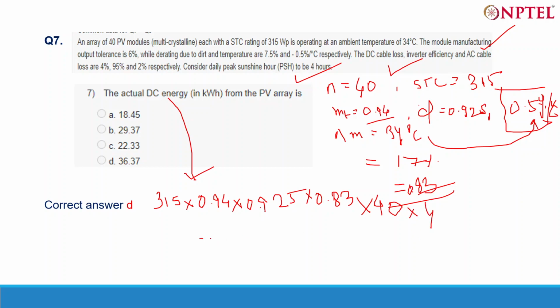So multiply all these things. If you multiply all these things, you will get the value in watt hour. So divide it by 1000, you will get kilowatt hour, because it's asking for kilowatt hour. So if you multiply all these things and divide by 1000, the answer will be 36.37. Okay, you can do it and calculate. So the correct answer is this.